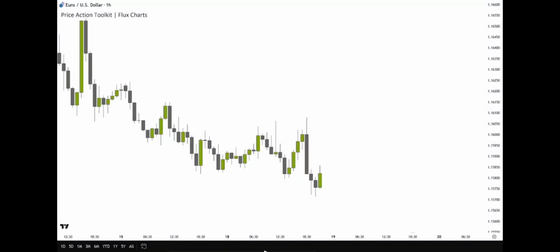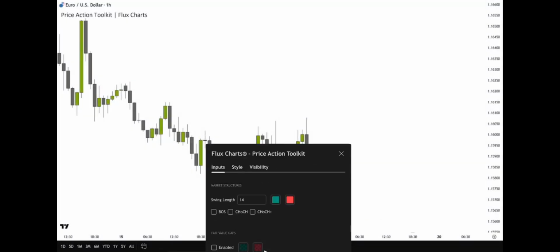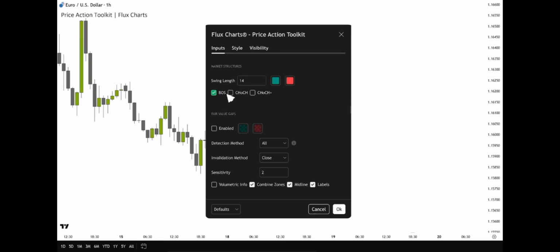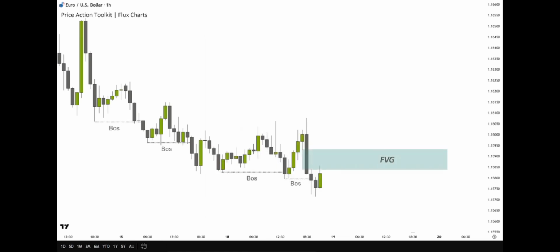Now, here we have the euro-dollar on the 1-hour chart. Let's apply BOS, CHoCH Plus, and fair value gap from the indicator settings. We can see a clear downtrend. We mark the candle that created the gap as our supply zone, and include the wick as well. Now we wait for the price to return to this area, then move to a lower time frame to find confirmation for a short trade.